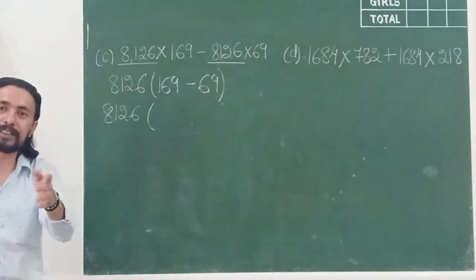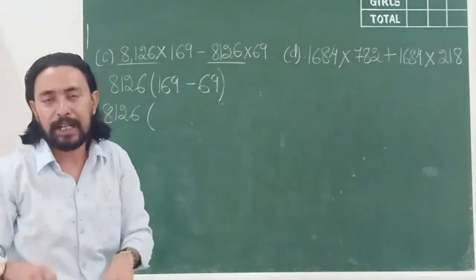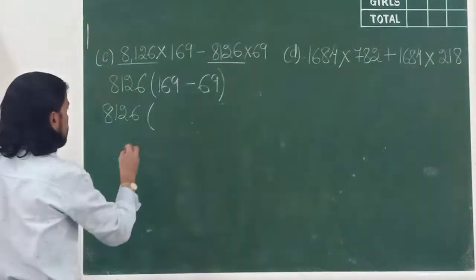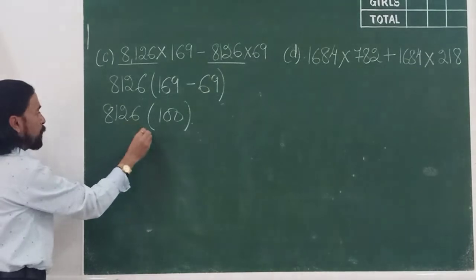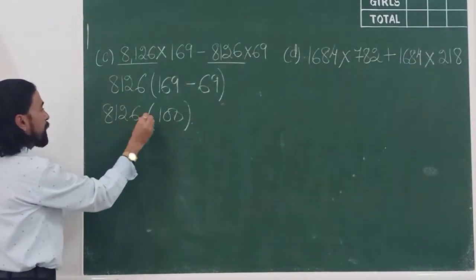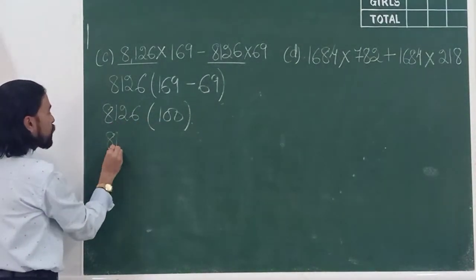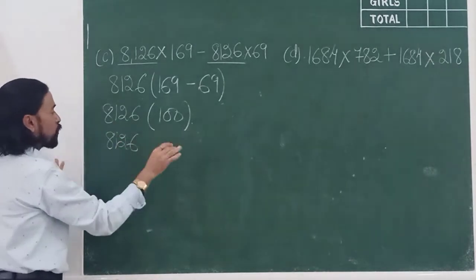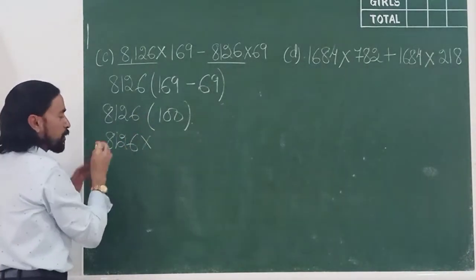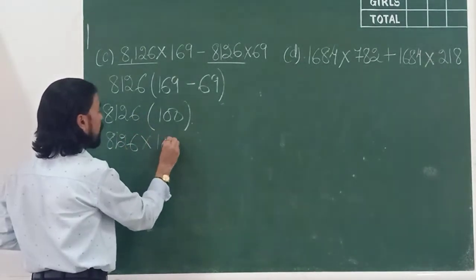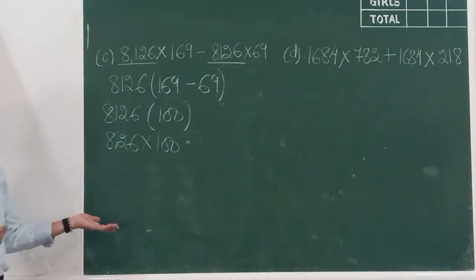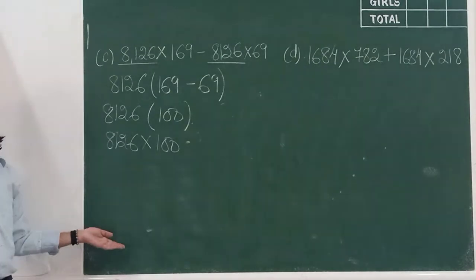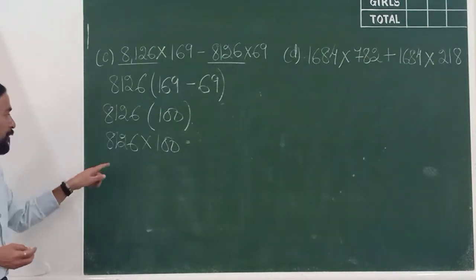From 169, if I take away 69, what's my answer? My answer is 100. Now to remove the bracket, I must multiply what's outside the bracket with what's inside the bracket. So 8126, when there is no sign, it means multiplication because I am removing the bracket, into 100. And now my work becomes so simple and easy. I don't have to literally sit down and multiply by 100. What do I have to do?